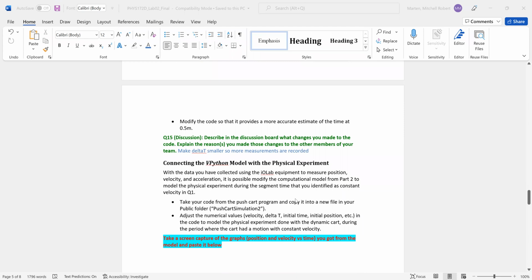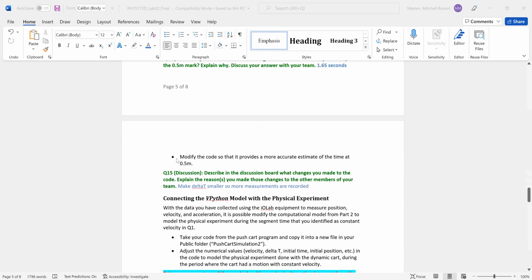And then the next question. Describe what changes you made to the code and explain the reasons you made those changes to the other members of your team. So this was to modify it so that it provides a more accurate estimate. One thing I did is I made the delta t smaller so that it took more measurements per second, so that you get a more accurate number of recorded measurements, kind of like yesterday when we talked about the hertz. Yeah, exactly, it was exactly like that lab. Sounds about right. Yeah, I do agree with that.